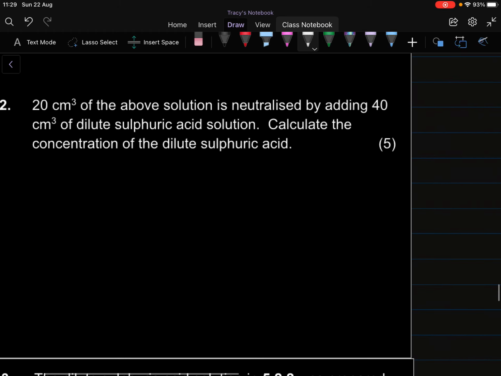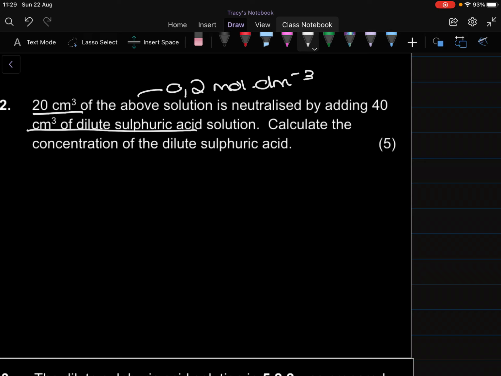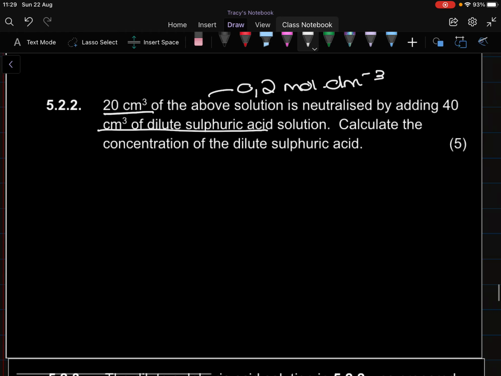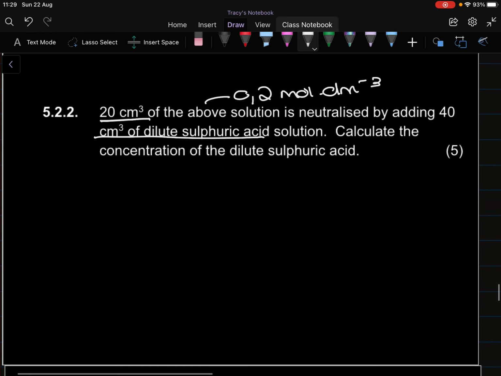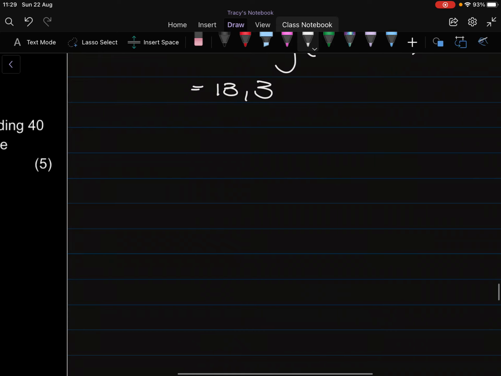Next. Then they say 20 centimeters cubed of the above solution, so of the sodium hydroxide, which is 0.2 moles, is neutralized by adding 40 centimeters cubed of dilute sulfuric acid. Calculate the concentration of the dilute sulfuric acid. Now, I am going to run out of space with the way I did this one as well, so I'm going to do it over here.